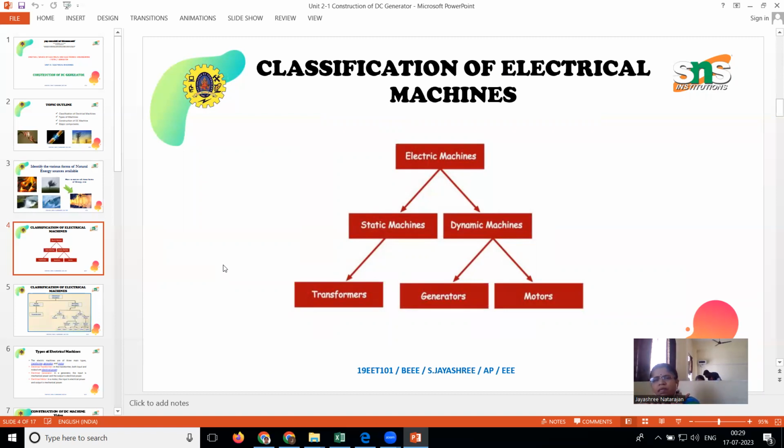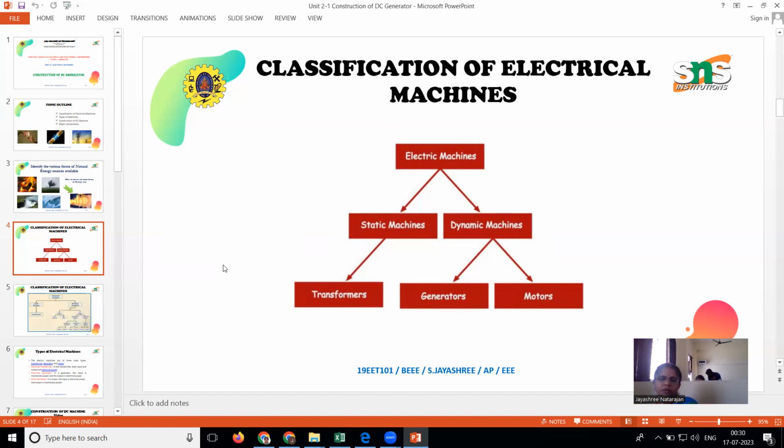Machines are classified basically based on whether it is a static machine or a dynamic machine, whether it is rotating or a standby machine. Static machines are mainly transformers. A transformer is a static machine which is used to transfer electricity from one side to another side, that is from substation to consumers, to boost the voltage level or to reduce the voltage level. Transformers are used. These are all static machines.